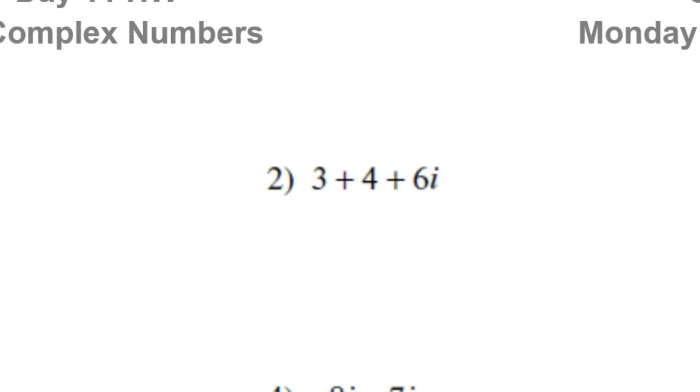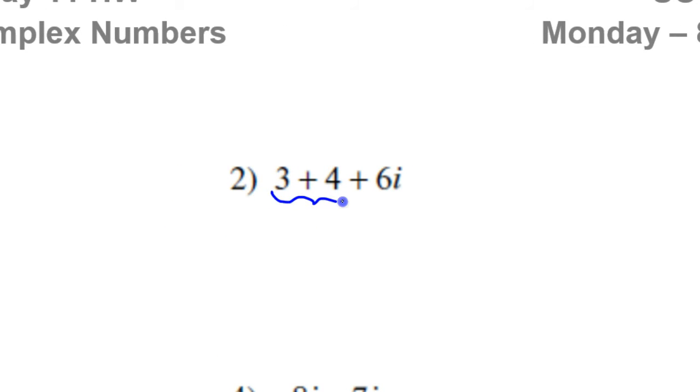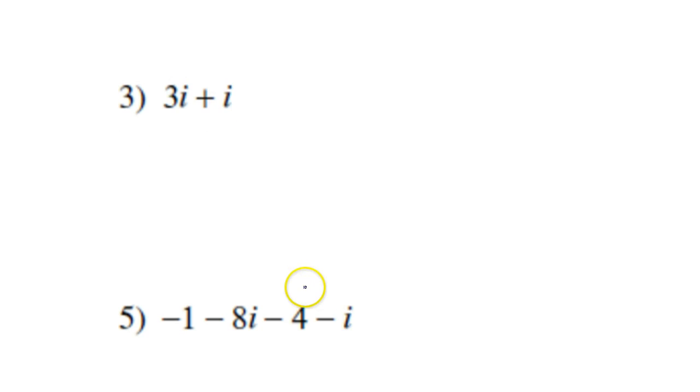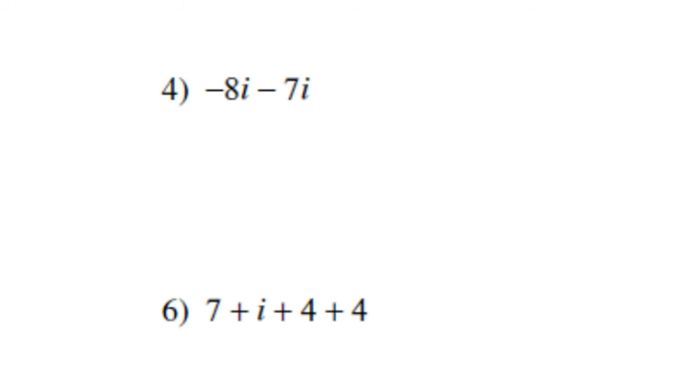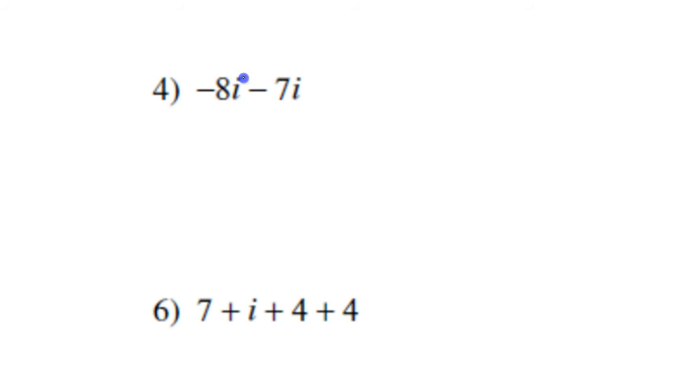Looking at problem number two, these are the like terms right here. That's going to give us 7. So it's just going to be 7 plus 6i. Number 3, this is like 3i plus 1i, so that'll be 4i. Number 4, this is like negative 8i plus negative 7i. So this is going to make negative 15i. Just combining like terms so far.